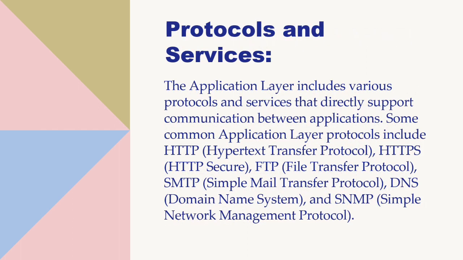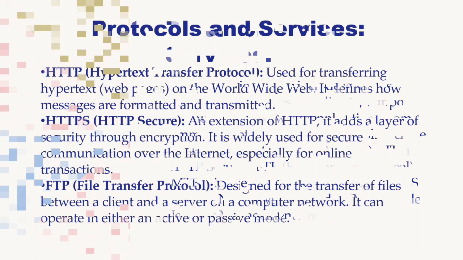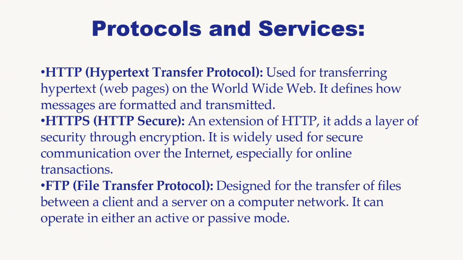Protocols and services. The application layer includes various protocols and services that directly support communication between applications. Some common application layer protocols include HTTP, HTTPS, FTP, SMTP, DNS, and SNMP. HTTP, that is Hypertext Transfer Protocol. This protocol is used for transferring hypertext, that is web pages, on the World Wide Web. It defines how the messages are formatted and transmitted.